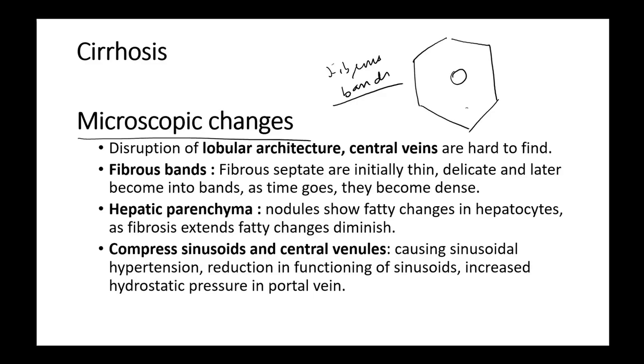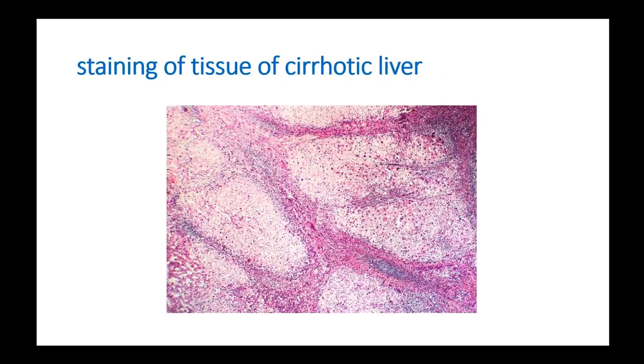You will also see some fatty changes in the liver along with fibrosis, because there is a lot of fibrosis around the vein. This will compress this central vein, which will result in portal hypertension. Blood will not flow properly. So this is all fibrosis, these fibrous bands.